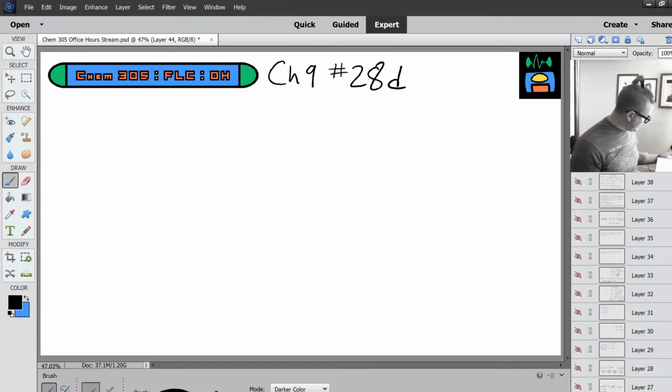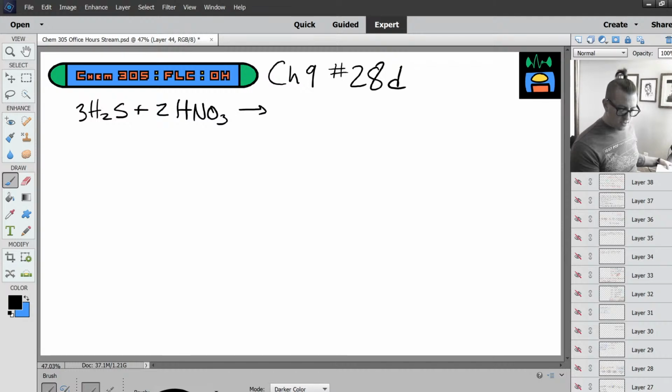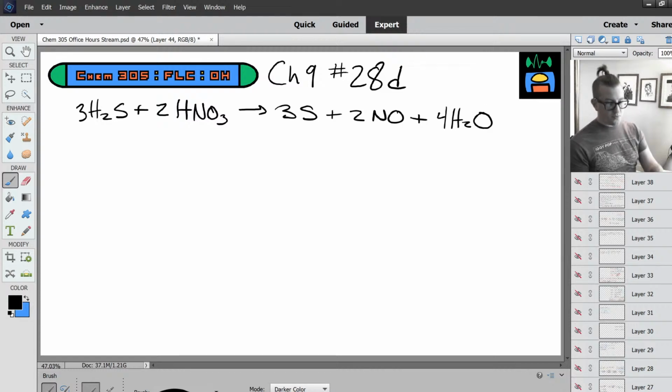Okay, 28D. H2S, sorry about that, plus 2 nitric acids. So there's 3 of these guys reacting to make 3 sulfur atoms, 2 molecules of NO, and 4 molecules of water. Well, this one will be slightly easier, is the good news.